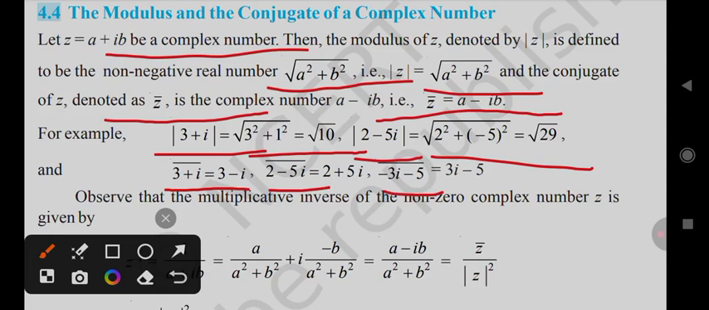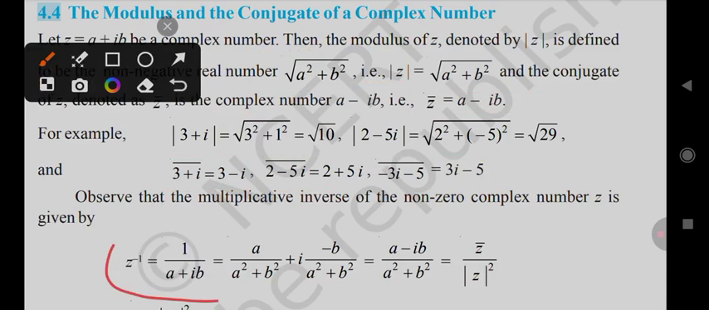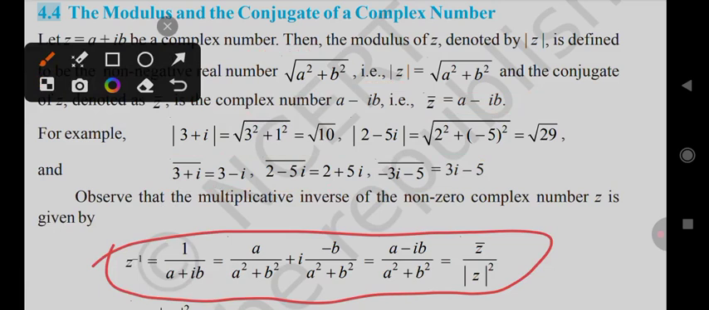Observing that the multiplicative inverse of the non-zero complex number z is given by z inverse = 1 by (a + ib) = a by (a square plus b square) plus i times (-b) by (a square plus b square) = (a - ib) by (a square plus b square) = z bar by |z| whole square.